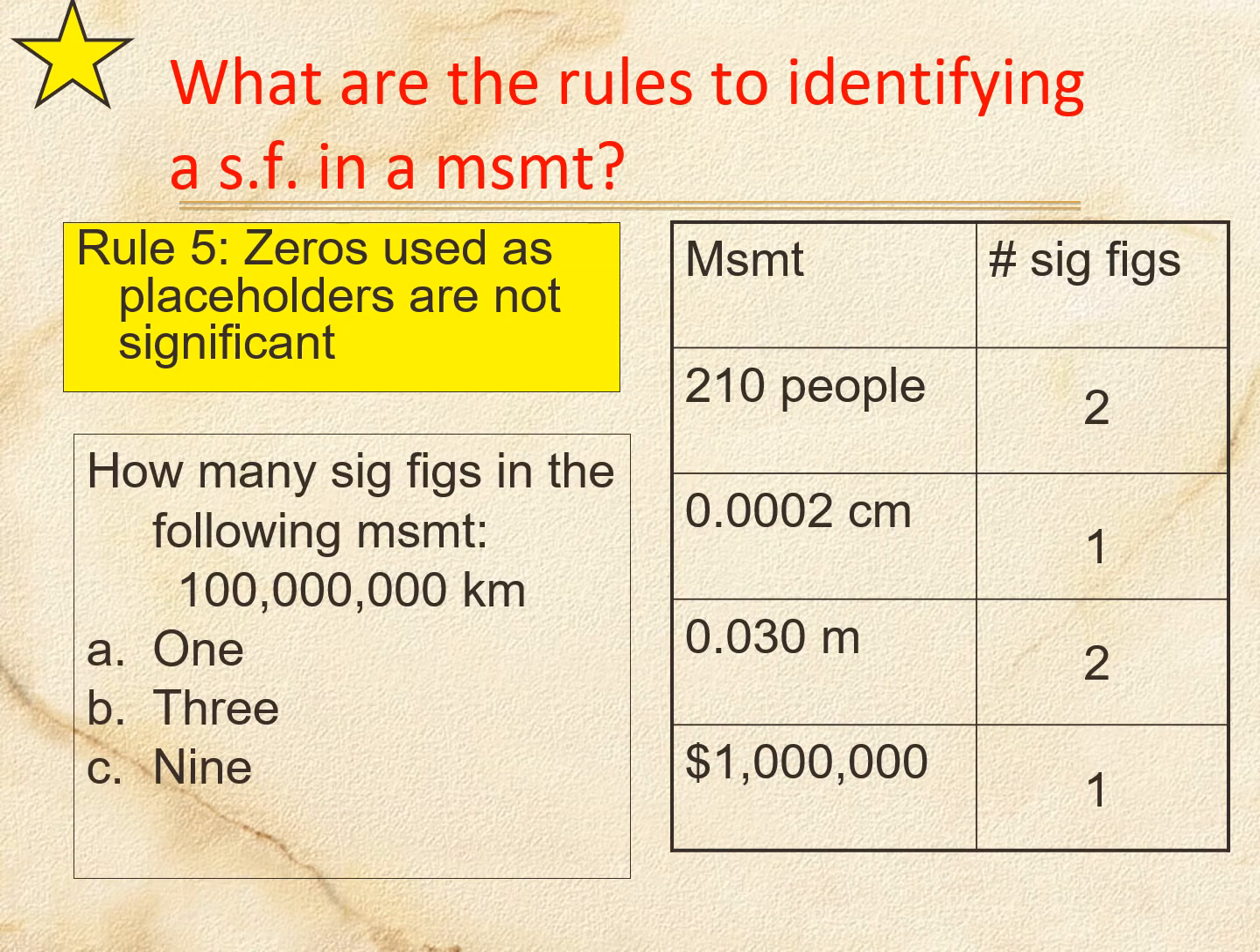How many significant figures in the following measurement? 100 million kilometers. If you chose the answer to be A, 1, you are correct.